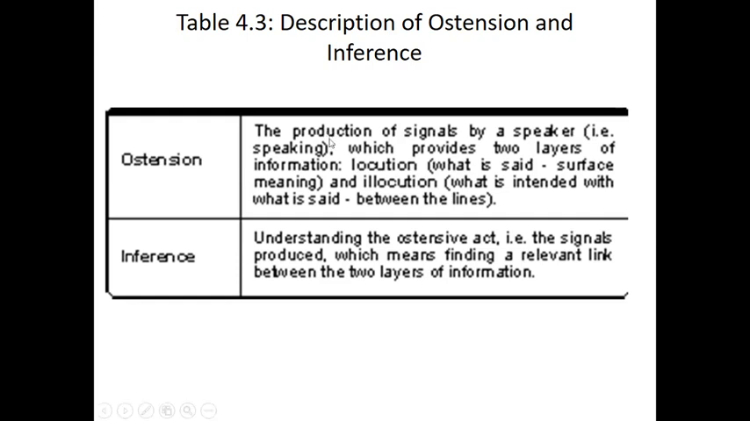But this is very important. The production of signals by a speaker, that is speaking, which provides two layers of information. What is said, surface meaning, locution, and illocution, what is intended with what is said between the lines. Then understanding the ostensive act, that is the signals produced, which means finding a relevant link between the two layers of information. That's the inference. From this act, what is inferred?